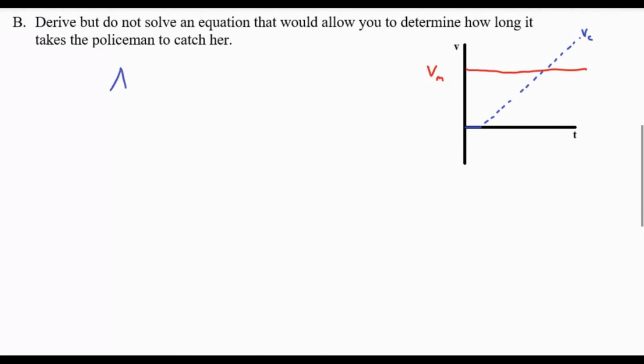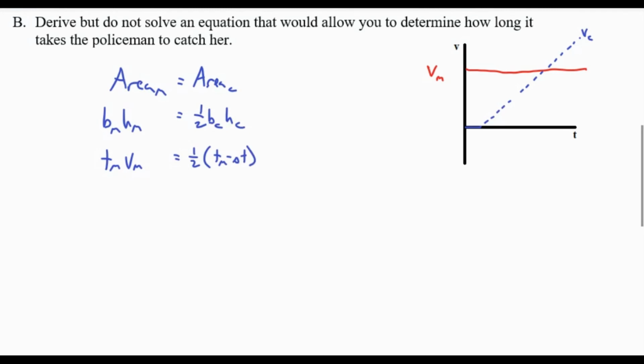The area under a velocity versus time graph equals displacement, so if their areas are equal, then they're in the same place. The policeman has caught Maya. Maya's area is base times height, and the cop's is 1/2 base times height. For Maya, that's time times velocity, while for the cop, his base is time minus the wait time, and his height is his final velocity minus his initial velocity, which happens to be 0.